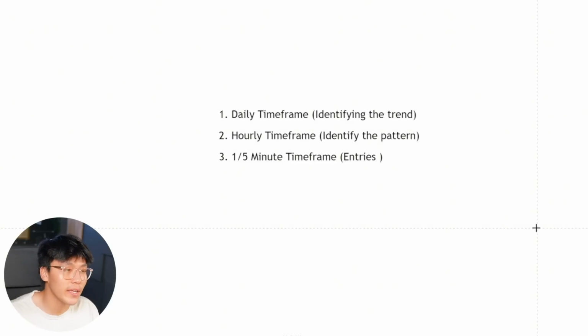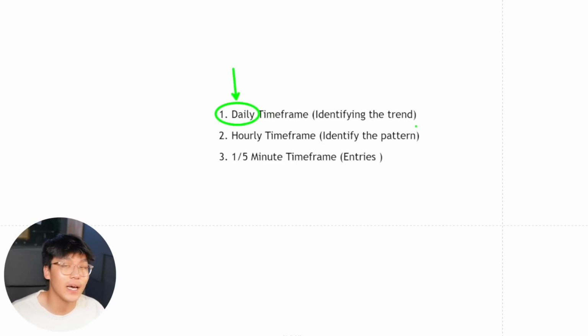As you can see right here, there's essentially a 3-step checklist and exactly what we're going to be looking for on the top-down approach. The main thing that we're going to be looking for, and we're going to start off on, is the daily time frame. The daily time frame is the higher time frame that we're going to be starting off from, and the main reason we want to start off on the daily time frame is to identify the trend.